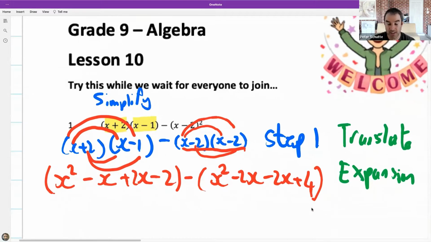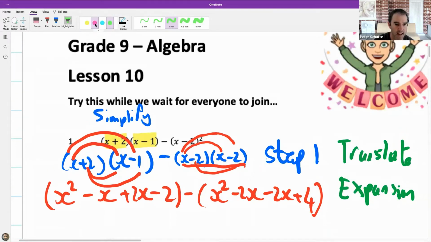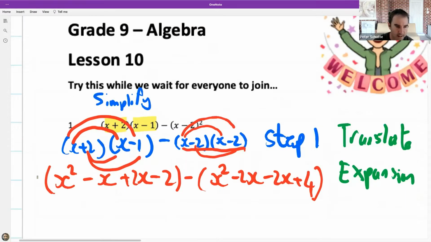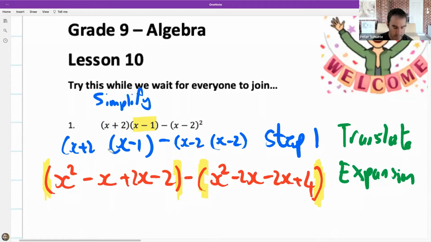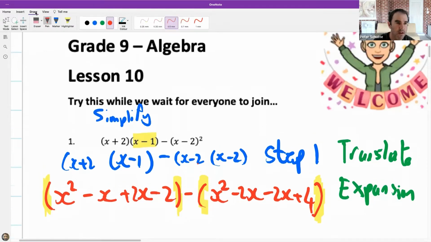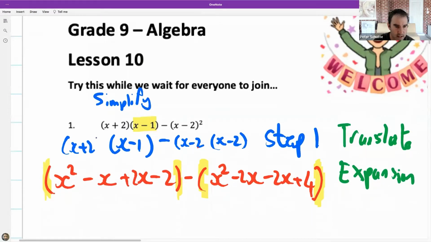Okay, now the question is not done. I've simply finished step 2, which was the expanding step. The other thing I want to point out that not everyone will necessarily understand is, look, I call these my insurance brackets. Notice how I've got brackets around the one part and brackets around the other that relate to the beginning. Now, the reason I do that is I want to make sure that I don't make silly mistakes when I subtract these things at the end.